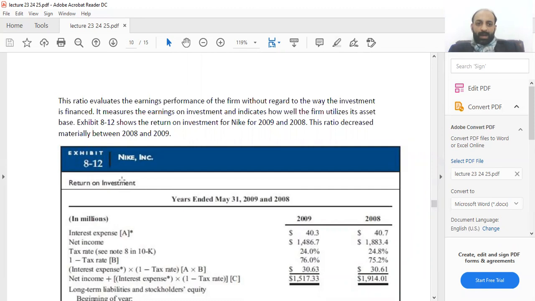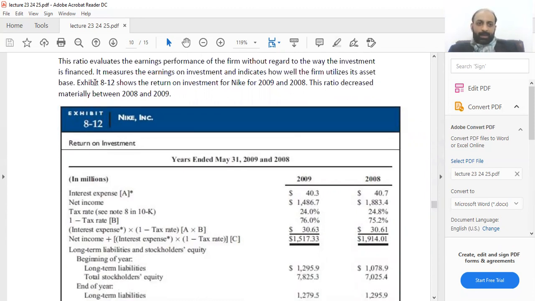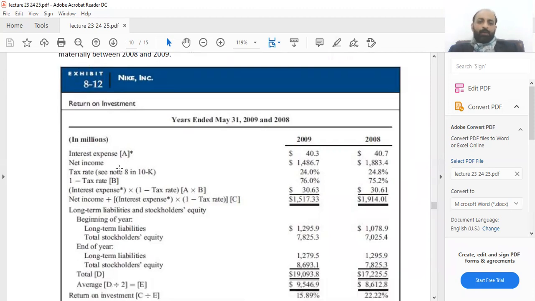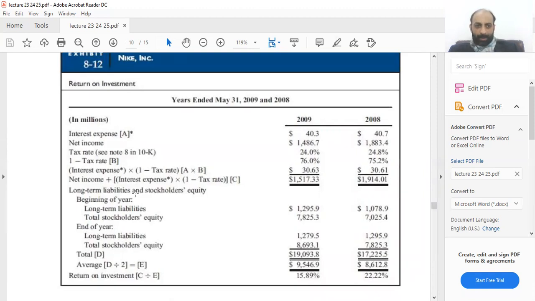This ratio evaluates the earnings performance of the firm without regard to the way the investment is financed. It measures the earnings on investment and indicates how well the firm utilizes its asset base. Exhibit 8-12 shows the return on investment for Nike for 2009 and 2008. This ratio decreased materially between 2008 and 2009. Now we will learn how to calculate return on investment.